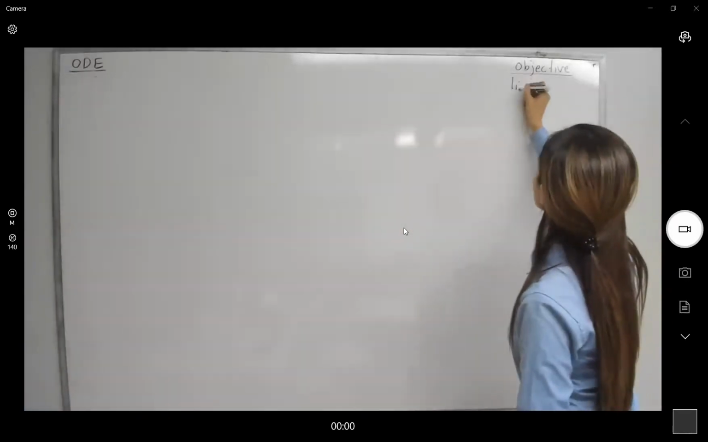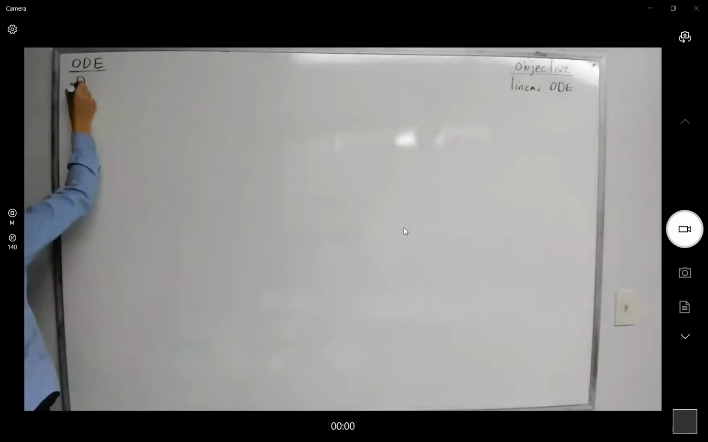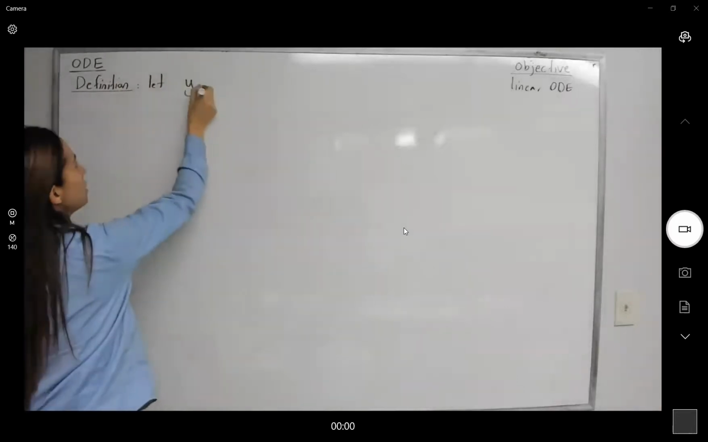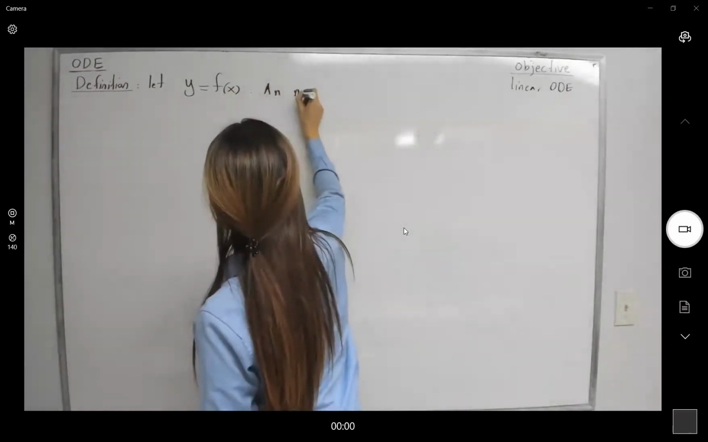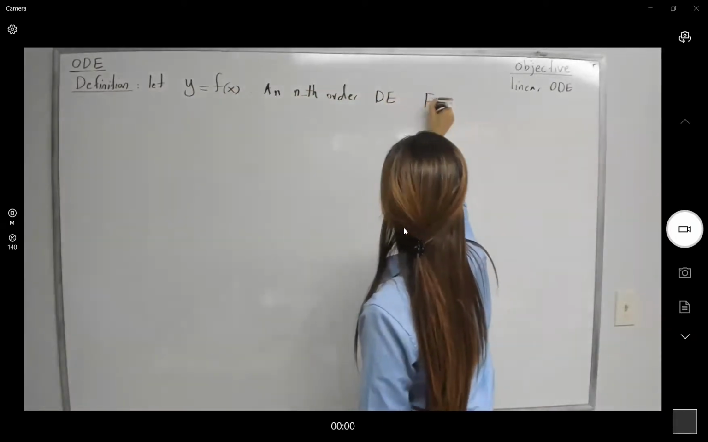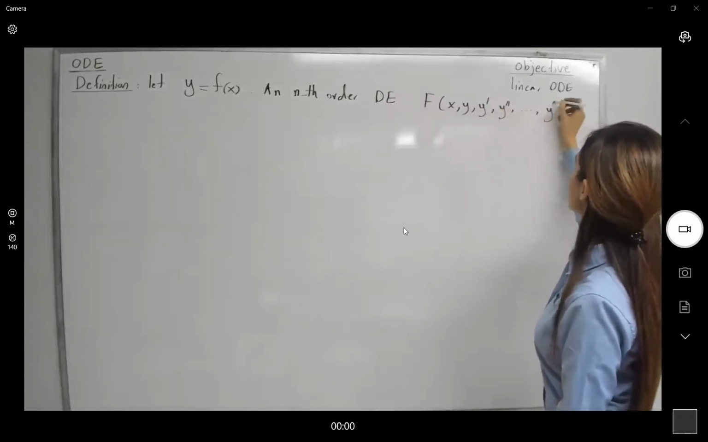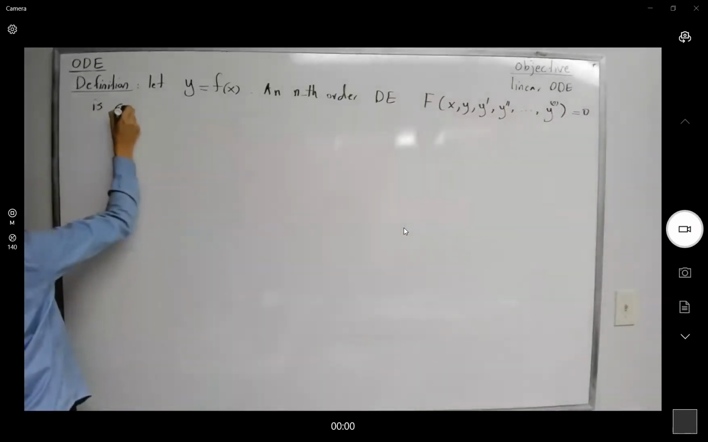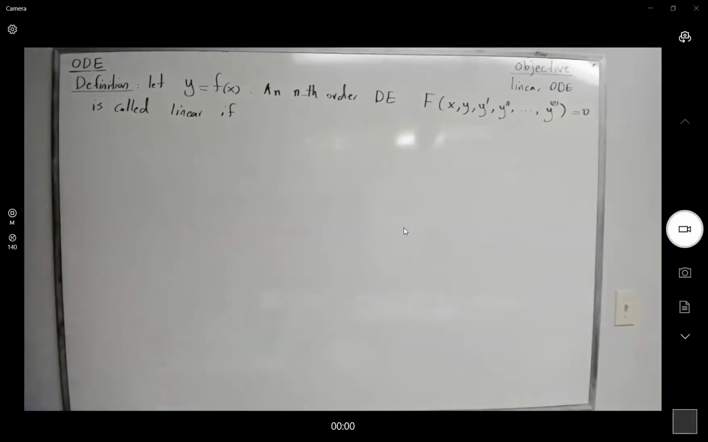So, linear ODE definition. Let y be equal to f of x. An nth order differential equation like f of x, y, y prime, the second derivative, the nth derivative equal to 0 is called linear if we can present it this way.